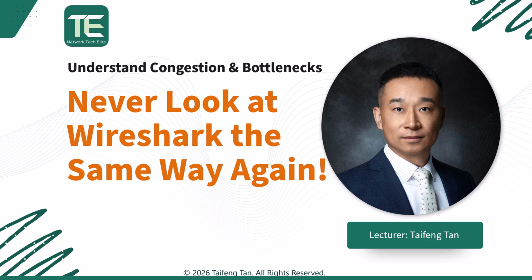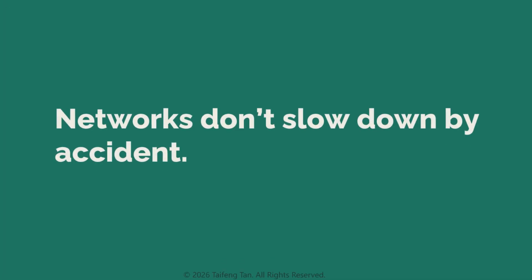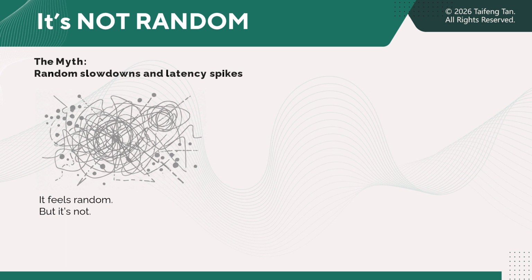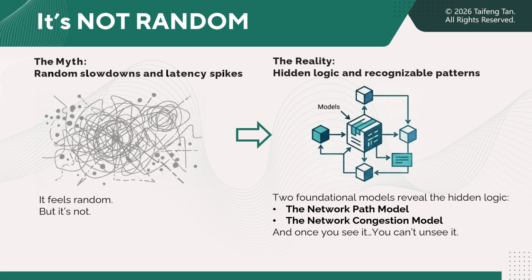Networks don't slow down by accident. You know that feeling, right? Smooth connections suddenly freeze, throughput drops, latency spikes. It feels random, but it's not. There's a hidden logic behind every slowdown. And once you understand it, the entire network just makes sense.